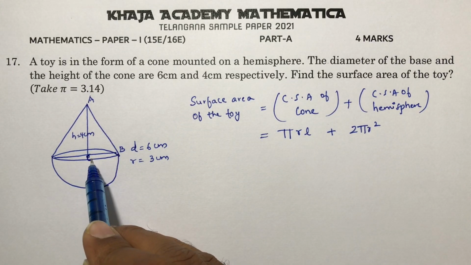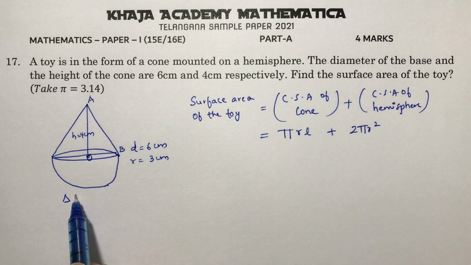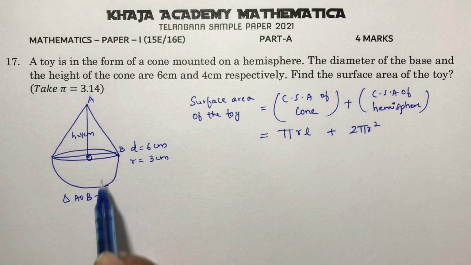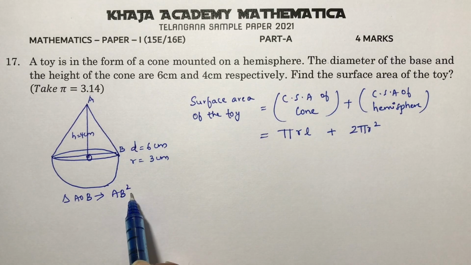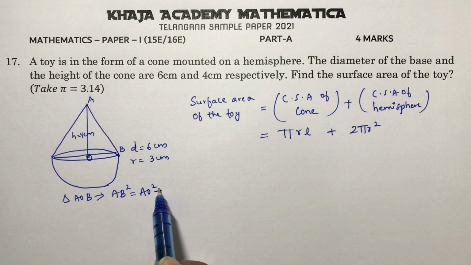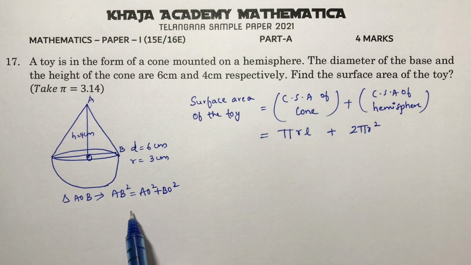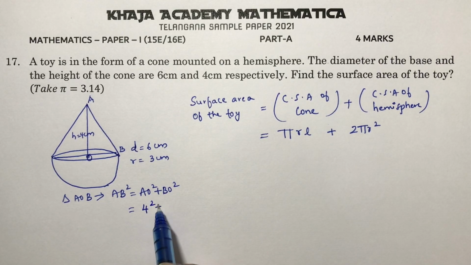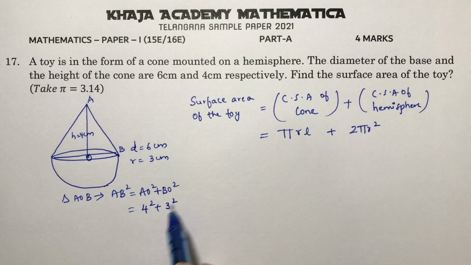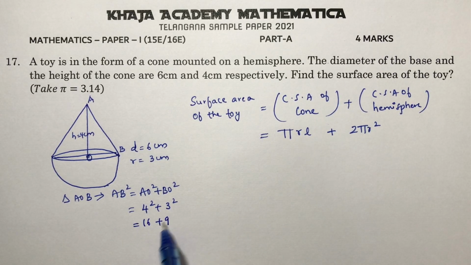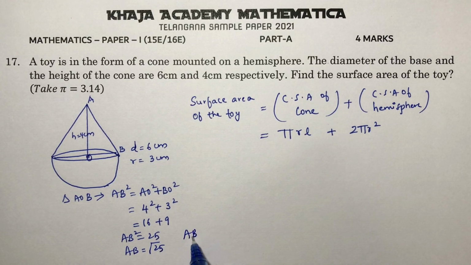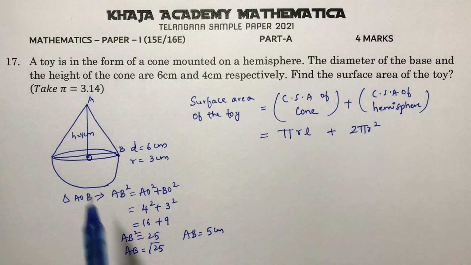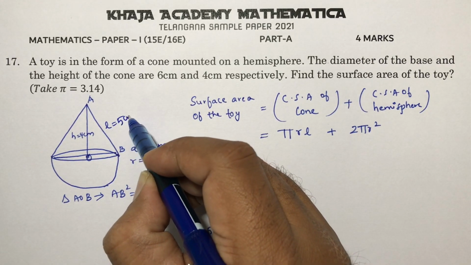So I'll apply Pythagoras theorem for triangle AOB. In triangle AOB, AB square equals AO square plus BO square. AO is 4, BO is radius, that is 3 square. So 16 plus 9 is 25. AB square is 25, so AB is root 25. So AB value is 5 centimeters. So slant height is 5 centimeters.